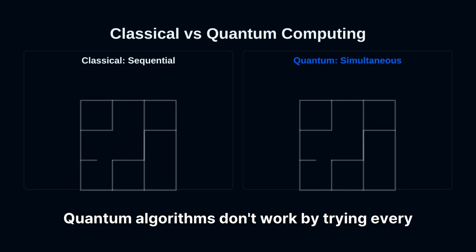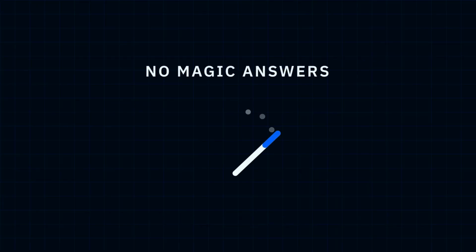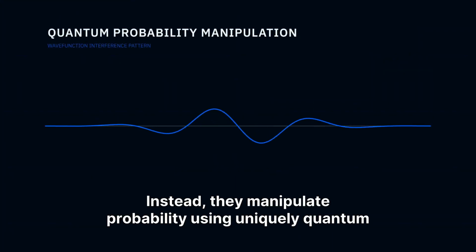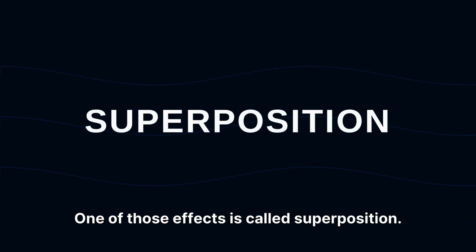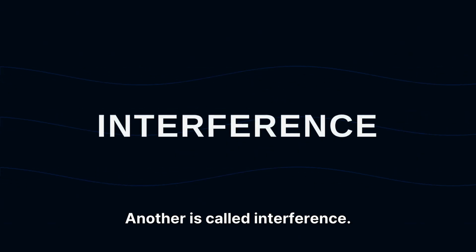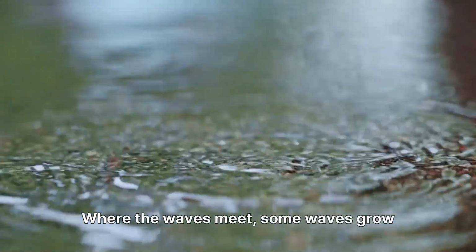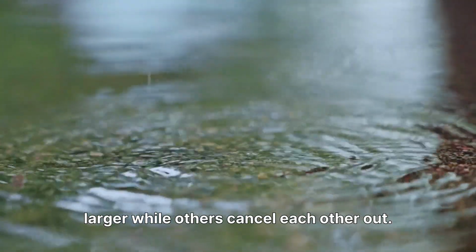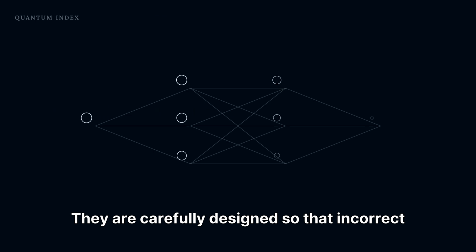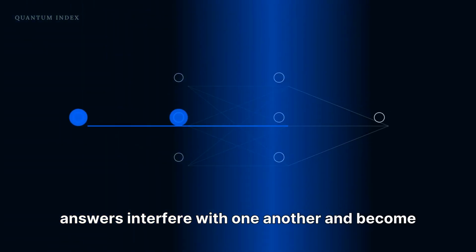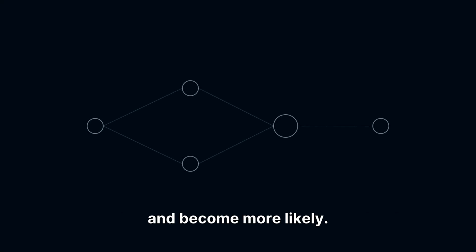Quantum algorithms don't work by trying every possible answer one after another, and they don't magically know the correct answer either. Instead, they manipulate probability using uniquely quantum effects. One of those effects is called superposition, another is called interference. Think of throwing two stones into a calm pond. Where the waves meet, some waves grow larger while others cancel each other out. Quantum algorithms work in a surprisingly similar way. They are carefully designed so that incorrect answers interfere with one another and become less likely, while the correct answers reinforce each other and become more likely.